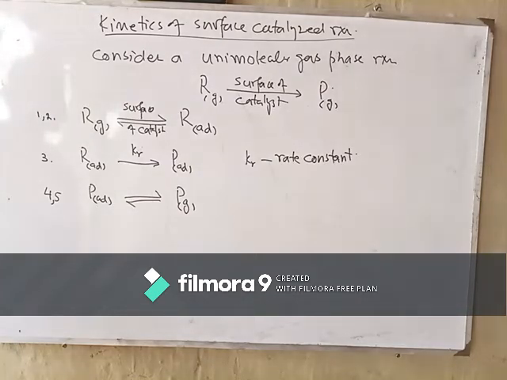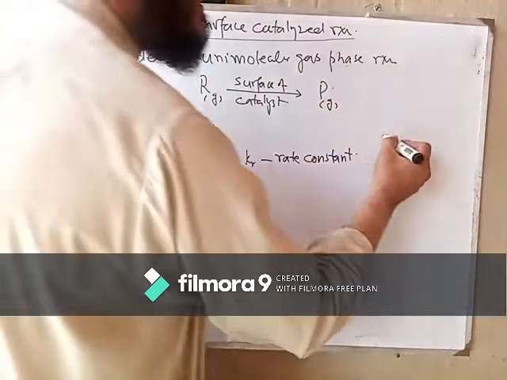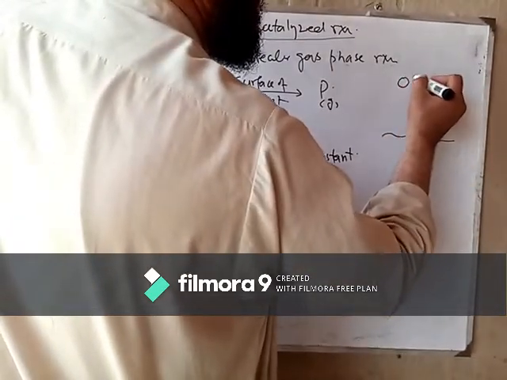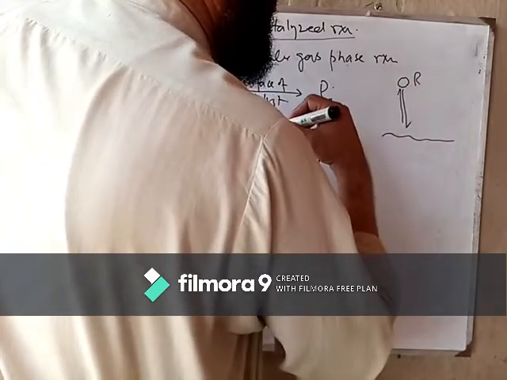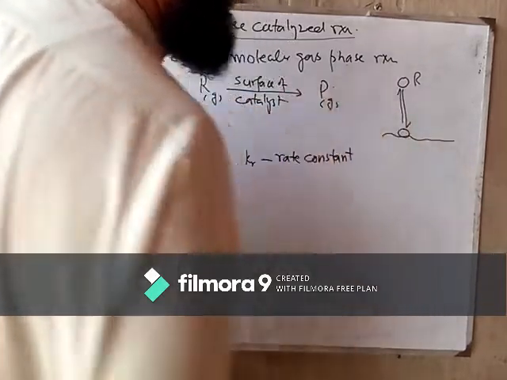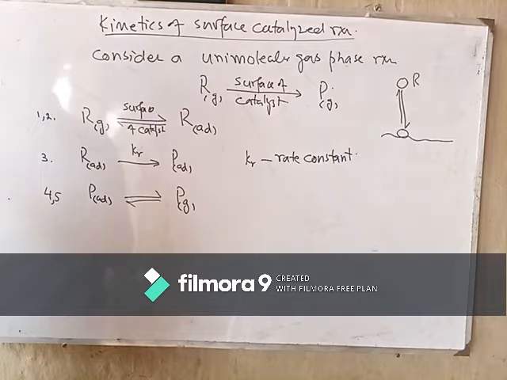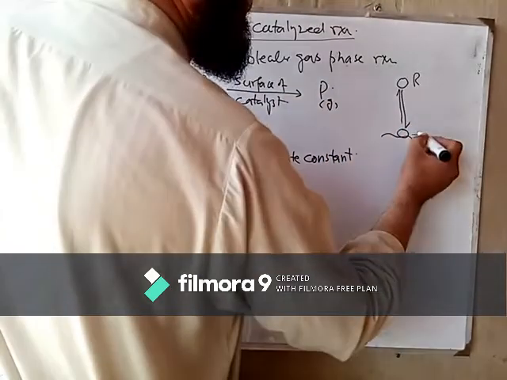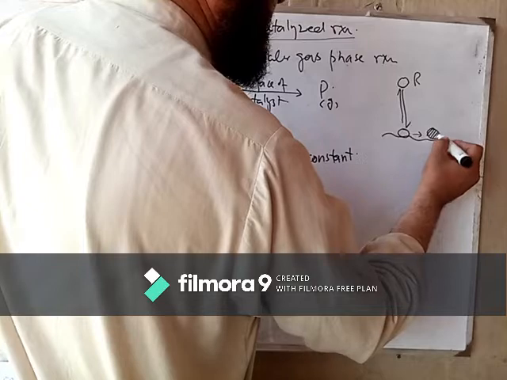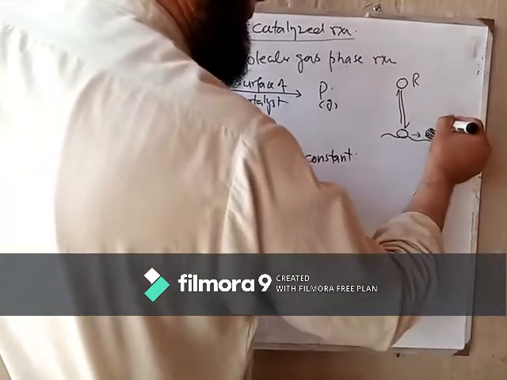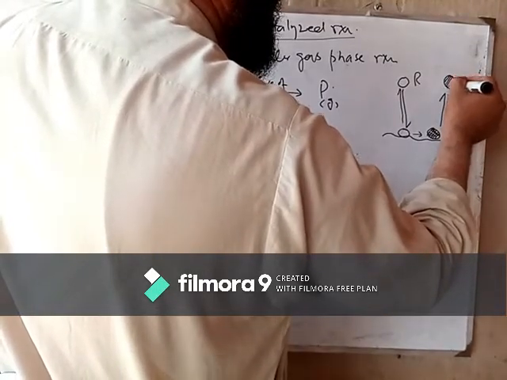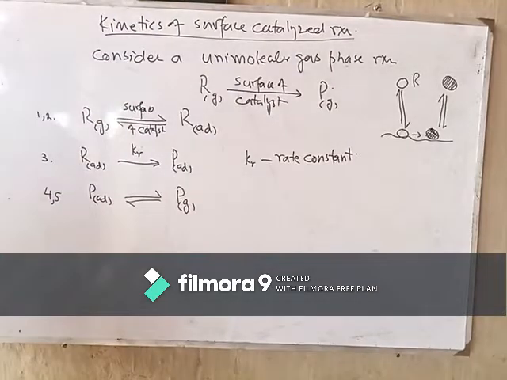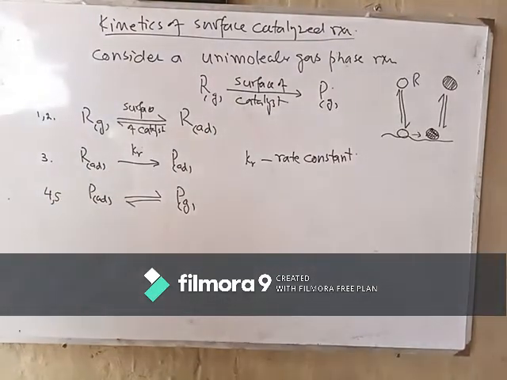The reaction can be broken down into these 5 steps as we studied earlier. The first step is the transport of the reactant to the surface of the catalyst. Let's suppose this is the surface of the catalyst and this is our reactant R. First it moves towards the surface of the catalyst, a reversible process. When it reaches, it is adsorbed. And in the third step, when the reactant is adsorbed, it gives the product, which is also in adsorbed form. Let's suppose this is the product. And finally, the desorption and transportation of the product away from the surface of the catalyst. So this is the whole process. It can be broken down into 5 steps.